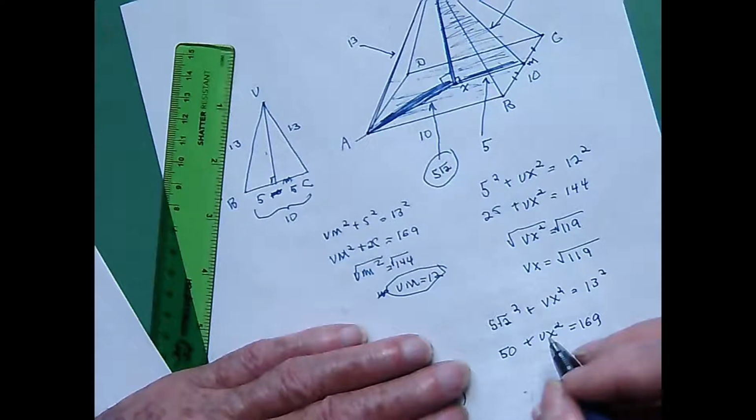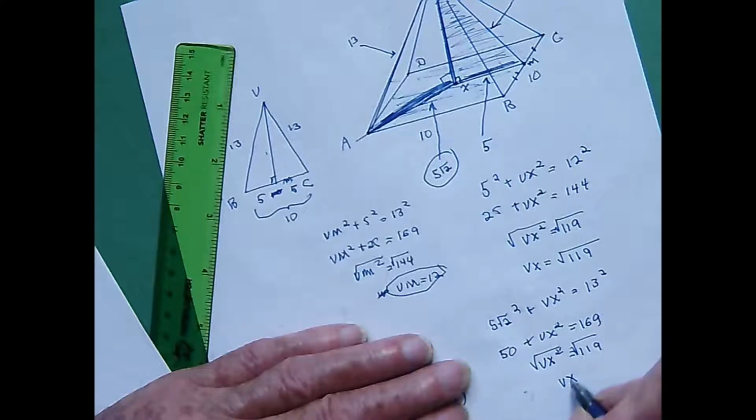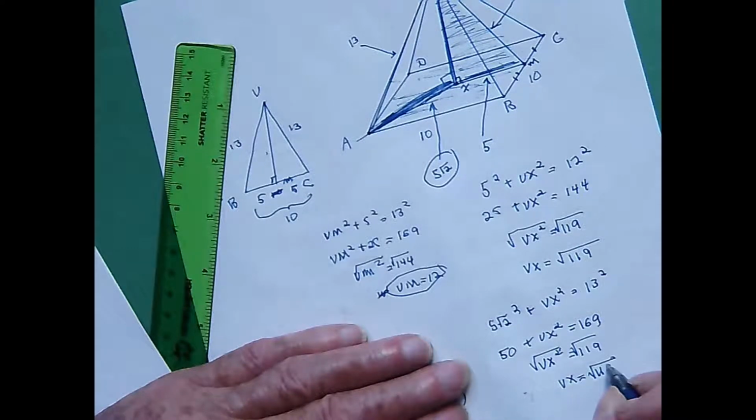Subtract 50 from both sides. I got Vx squared is equal to 119. And we take the square root of both sides, and we're back to that square root of 119. So there's just not a better answer than that one. But at least I've confirmed it, and I know that it is true.